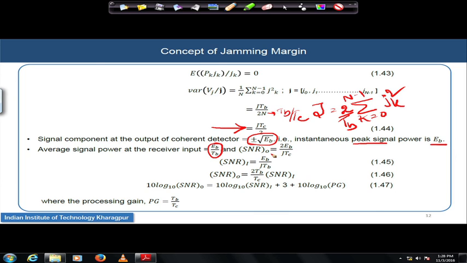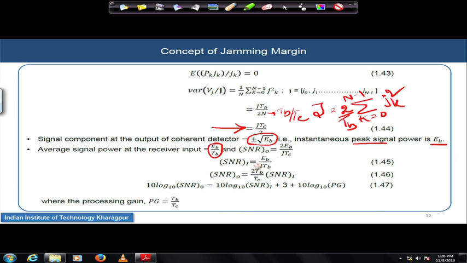Now, the output SNR at the output of the coherent detector will be given by what? It will be given by this peak power divided by the noise. The noise is equivalent to my jamming power. So, I will divide Eb with J Tc by 2. So, hence it is coming twice Eb by J Tc. Eb was the peak power of my signal at the output of the coherent detector, and J Tc by 2 was the contribution from the jamming power at the output after despreading operation at the output of the coherent detector in the receiver.